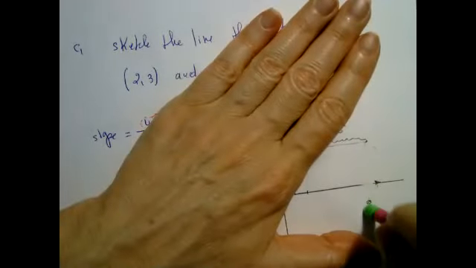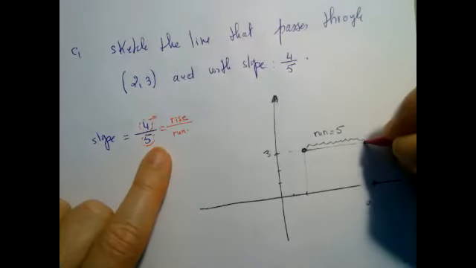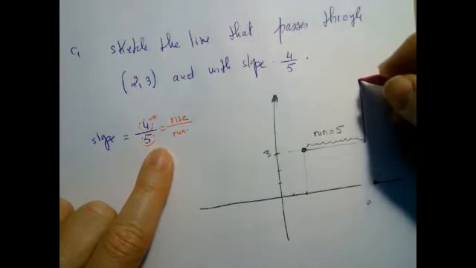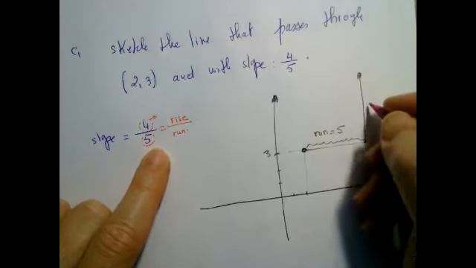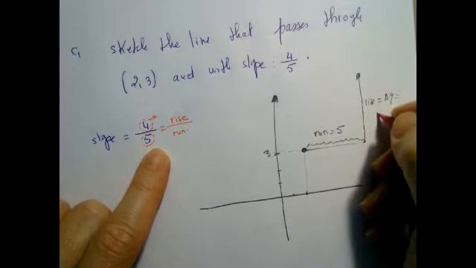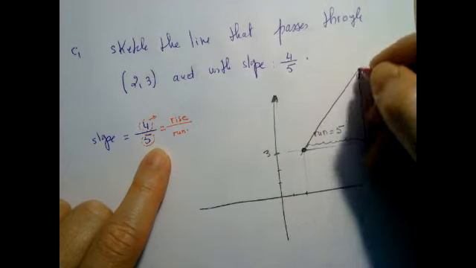Sorry, my apology. We have to go up by 4. 1, 2, 3, 4. We end up right here. So this is the rise, or the change in y. This is the 4. So this is my line.